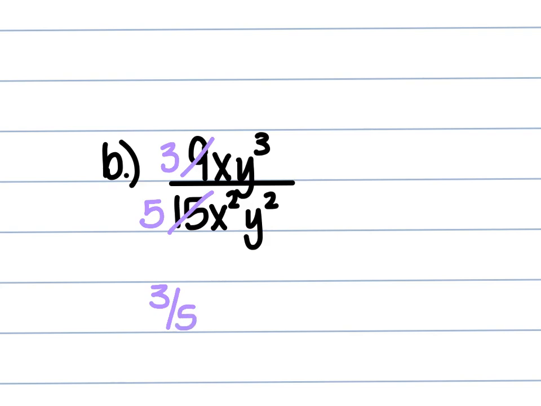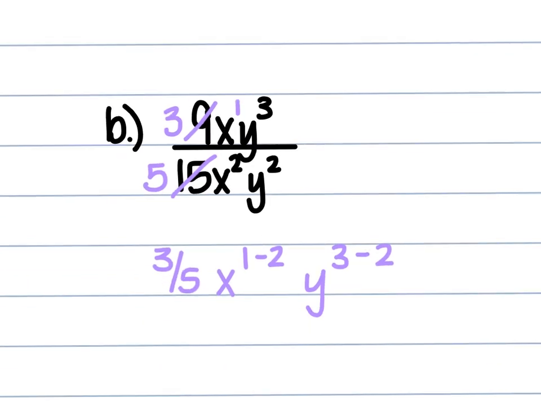Then you have your exponents. Remember, with your exponents, when you are dividing them, you are subtracting those exponents. So if we don't have an exponent on a term or a variable, that invisible exponent is 1. Our x's are going to have a 1. We're going to take 2 away from that because the 2 is on the bottom. For our y, we have a 3 on top and a 2 on bottom, so we're going to do 3 minus 2 for those exponents.